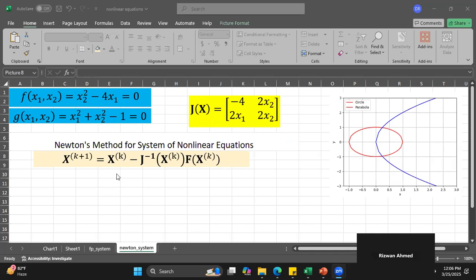In Newton method, we start with an initial approximation, which is x vector at kth iteration. Then we compute the Jacobi matrix, which in this case is represented by elements -4, 2 times x2, 2 times x1, and 2 times x2. And then this Jacobi matrix is multiplied to the function values evaluated at the old approximation. So I start the algorithm.